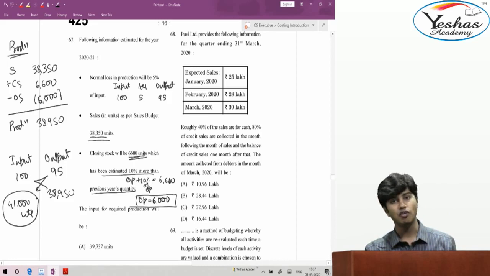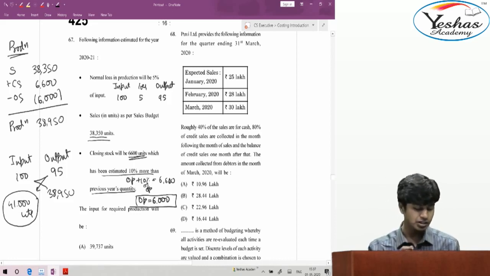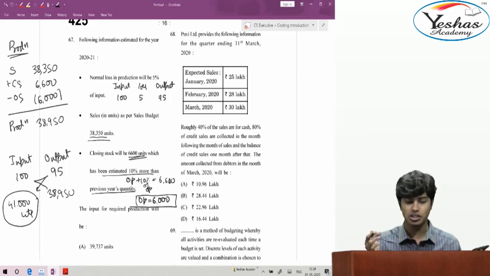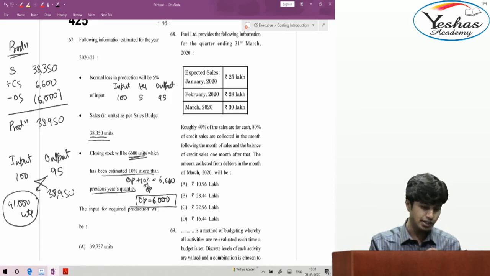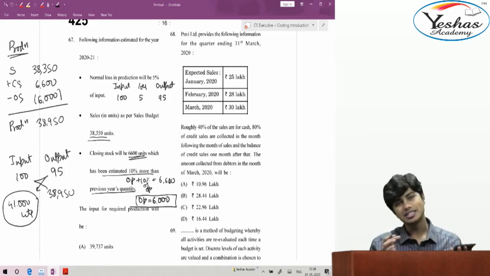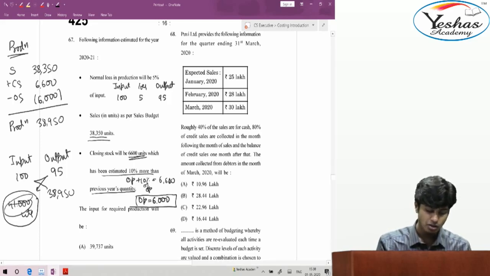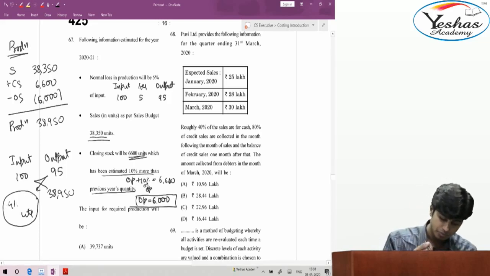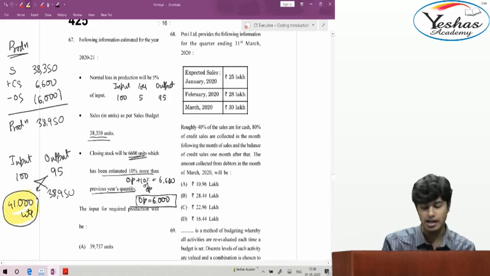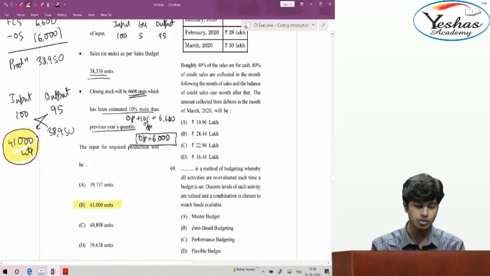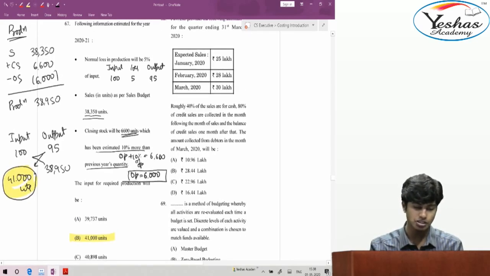If you start production of 41,000 units minus 5%, you will get 38,950 units. 38,950 units are produced. We have opening of 6,000. If I add 6,000, I will get 44,950. Out of this, you will sell 38,350 units and you will be left with 6,600 units as your closing stock. So this is the answer. So this 41,000 is the answer for the purpose of production in this question. So input required for production is 41,000 units. So that is with respect to question number 67.